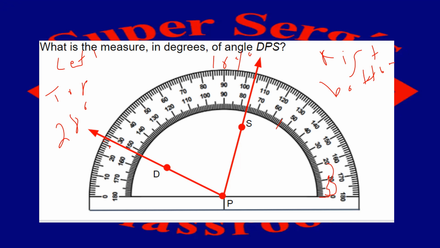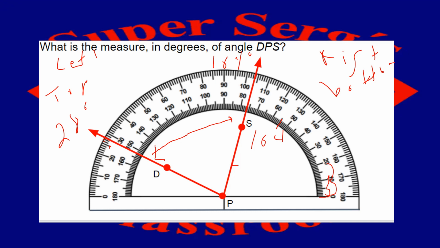Now, I have two different numbers. So what do I do now to get the measurement of this angle to the nearest whole number? What do you think, guys? What operation am I going to use? Addition? No. Multiplication? No. Division? No. Subtraction. Yep, subtraction.